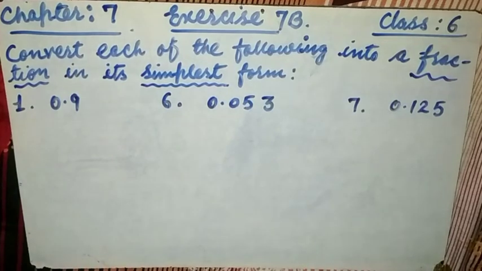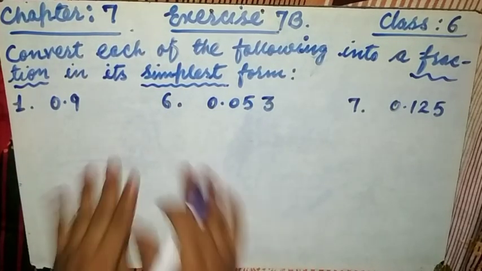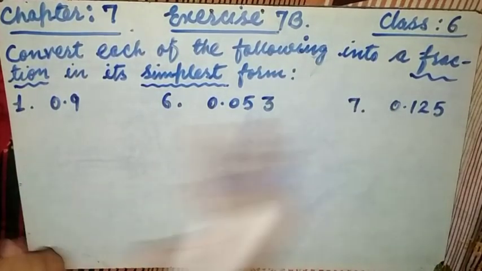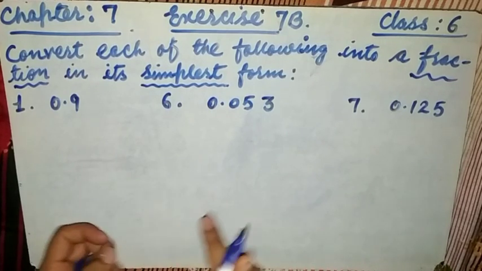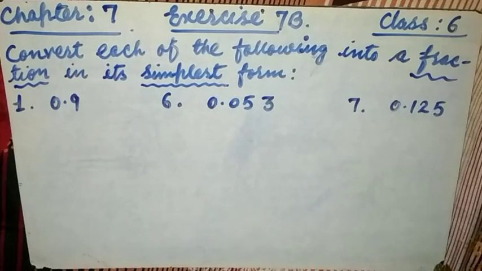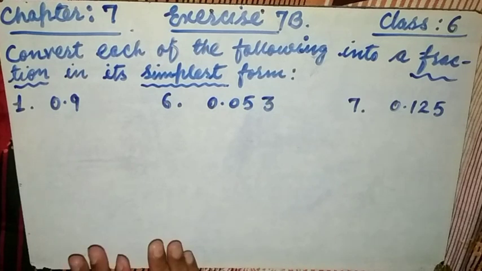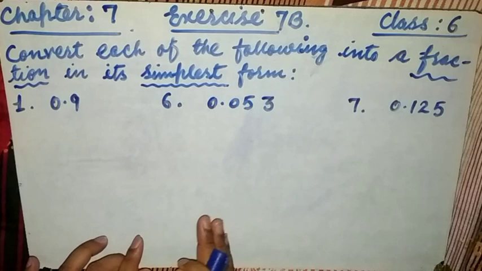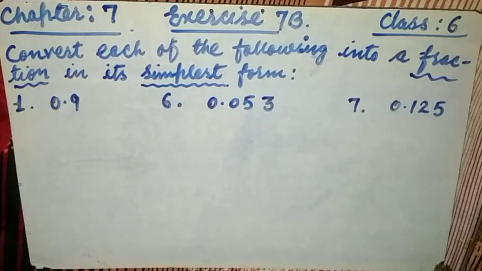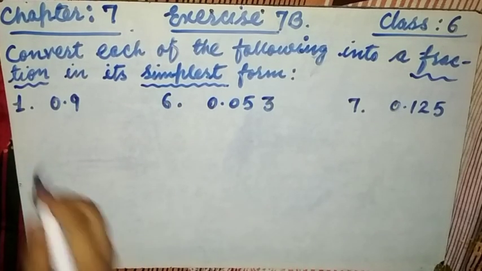So how to change this decimal into a fraction? First we have to change the decimal into a fraction, then see whether it is in simplest form or not. If it is not the simplest form, then we have to change the fraction into the simplest form. But how can we change it? The simplest form of a fraction is the fraction whose HCF of denominator and numerator is 1.